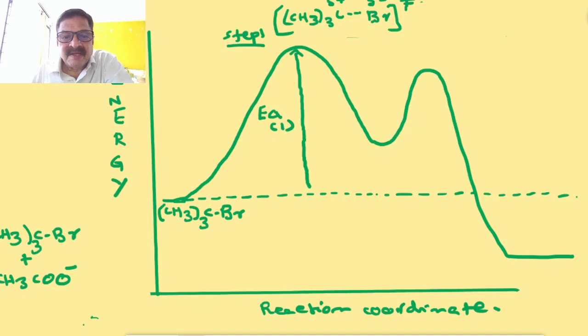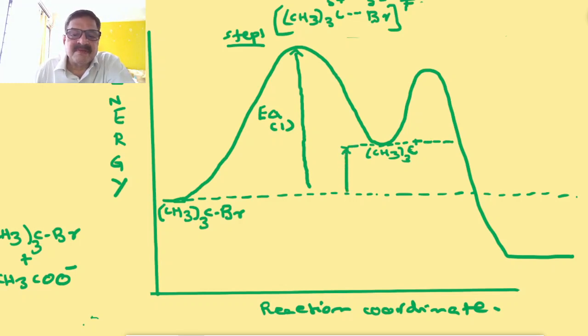Now, this is the position where we get the intermediate carbocation here. So, (CH3)3C+. This is the carbocation. Now, this is the energy level. We can say this is the energy of the products here. In the first step, the product being formed is the carbocation. Therefore, this energy difference here is our delta H1.